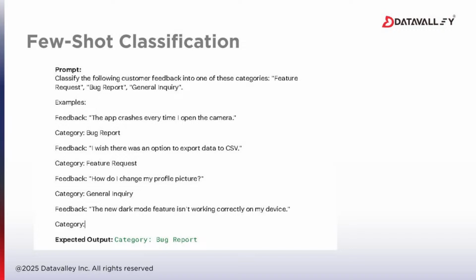If you see here in this prompt, I have given: classify the following customer feedback into one of these categories: feature request, bug report, and general inquiry. This requires some understanding from the AI, right? So notice here we have provided three very clear examples, one each of bug report, feature request, and general inquiry. Each example shows some kind of feedback, and I want them categorized into some category.